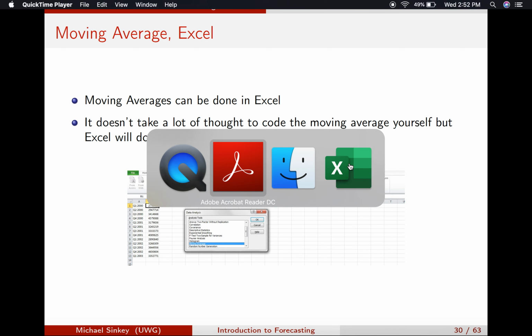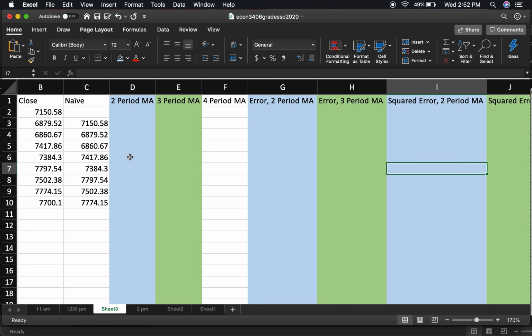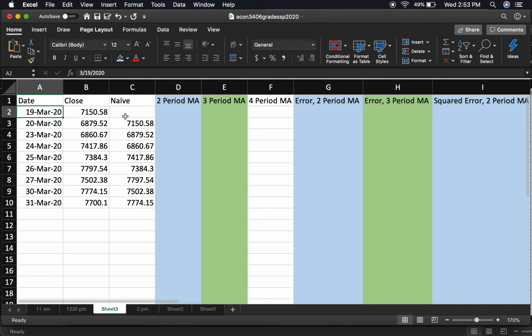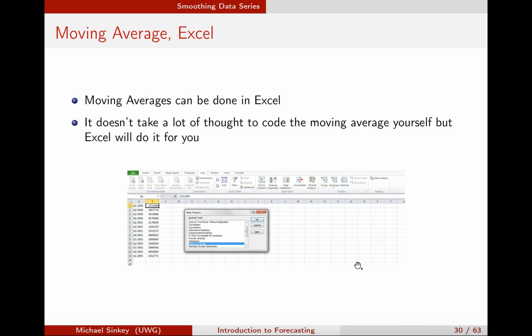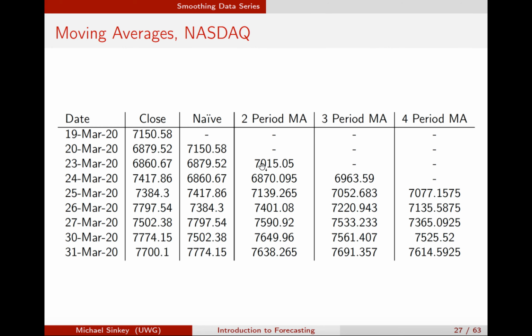Now you can do a moving average forecast in Excel, and let me show you how it works with this NASDAQ data. So we're in Excel now. Column B here has the data. In column C, I made a naive forecast. Let's take a look at column D, where I want to do a 2-period moving average forecast. How does it work? Can I make a forecast for March 19th? No. Can I make a forecast for March 20th? No. Can I make a forecast for March 23rd? Yes. It's the average. Type in equal average and click the data that you want, these 2 periods. And that is the same as the information that's listed here on this slide.